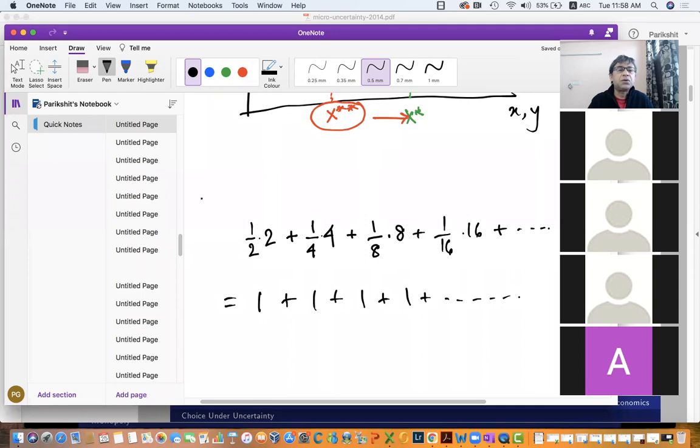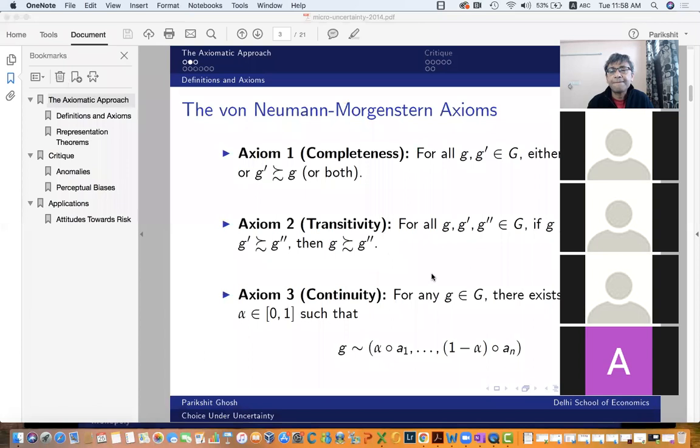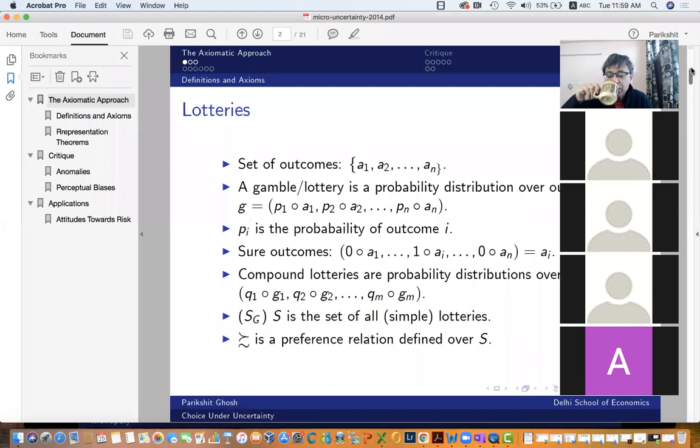So let's look at the von Neumann Morgenstern approach to expected utility. Any questions? No? Okay, so let's. Yes.